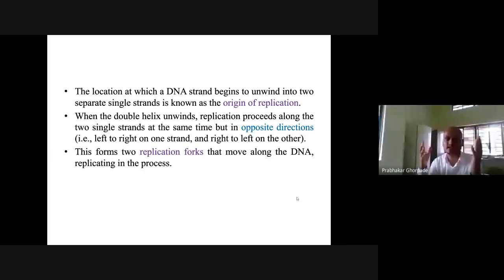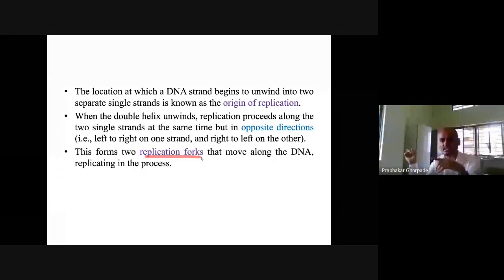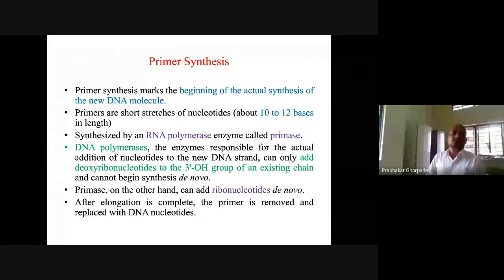So that is basically forming the replication forks. Okay, so these replication forks are forming. It is moving in this direction also, forming the replication bubble.